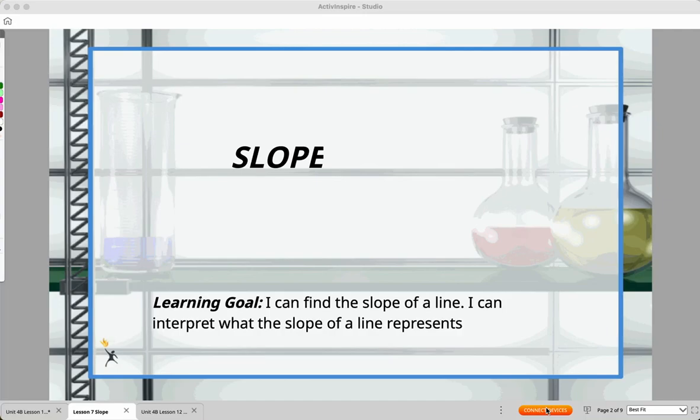Our last lesson for this unit, lesson 7, slope. We're going to learn about slope and what that does. It's a very specific ratio we're going to talk about. It is proportional. It is a ratio. It's really a culmination of all of the different things we've looked at.